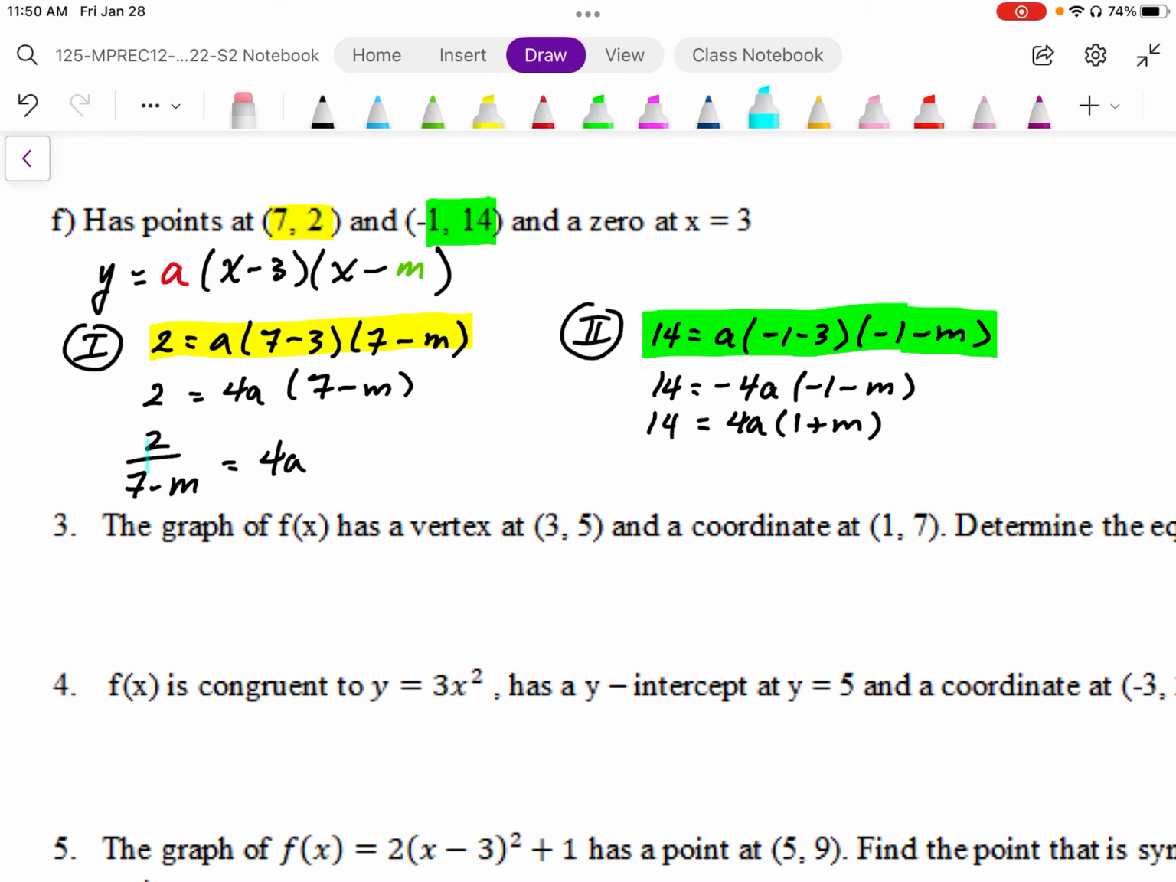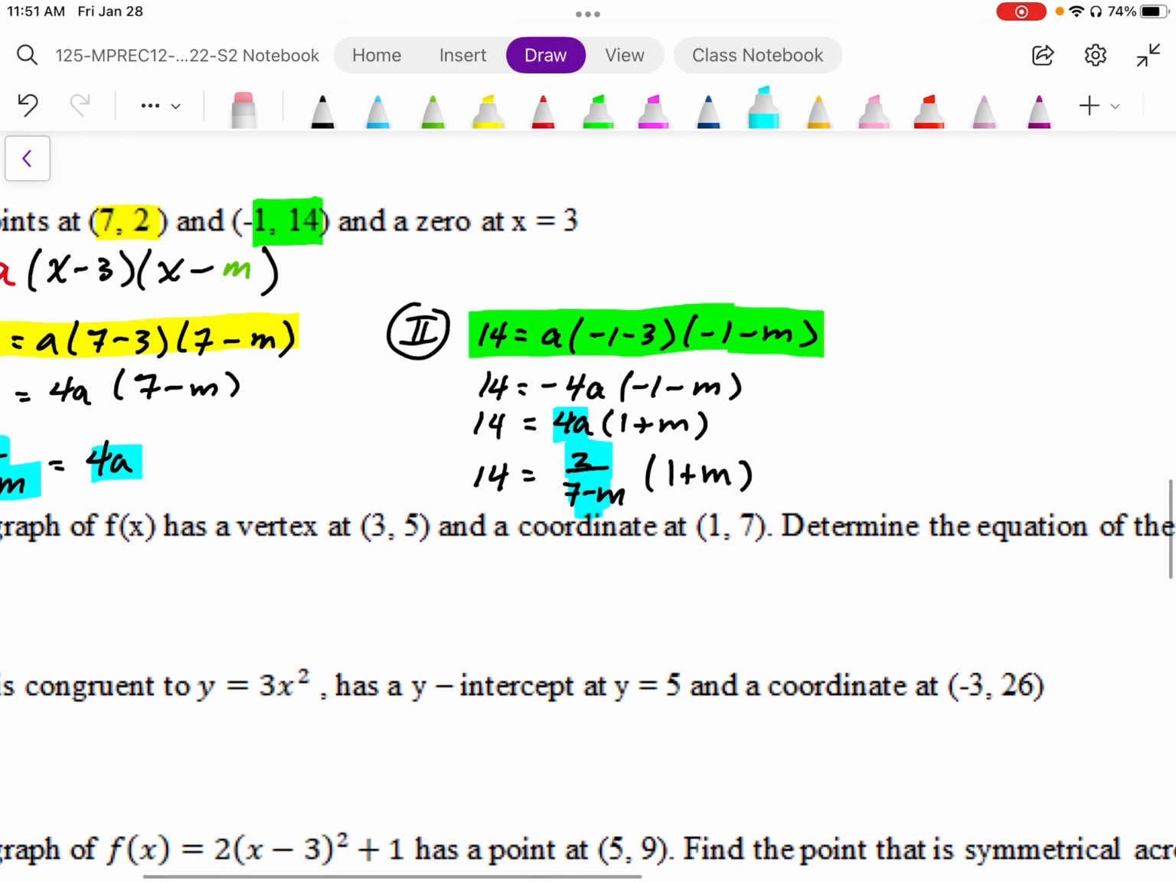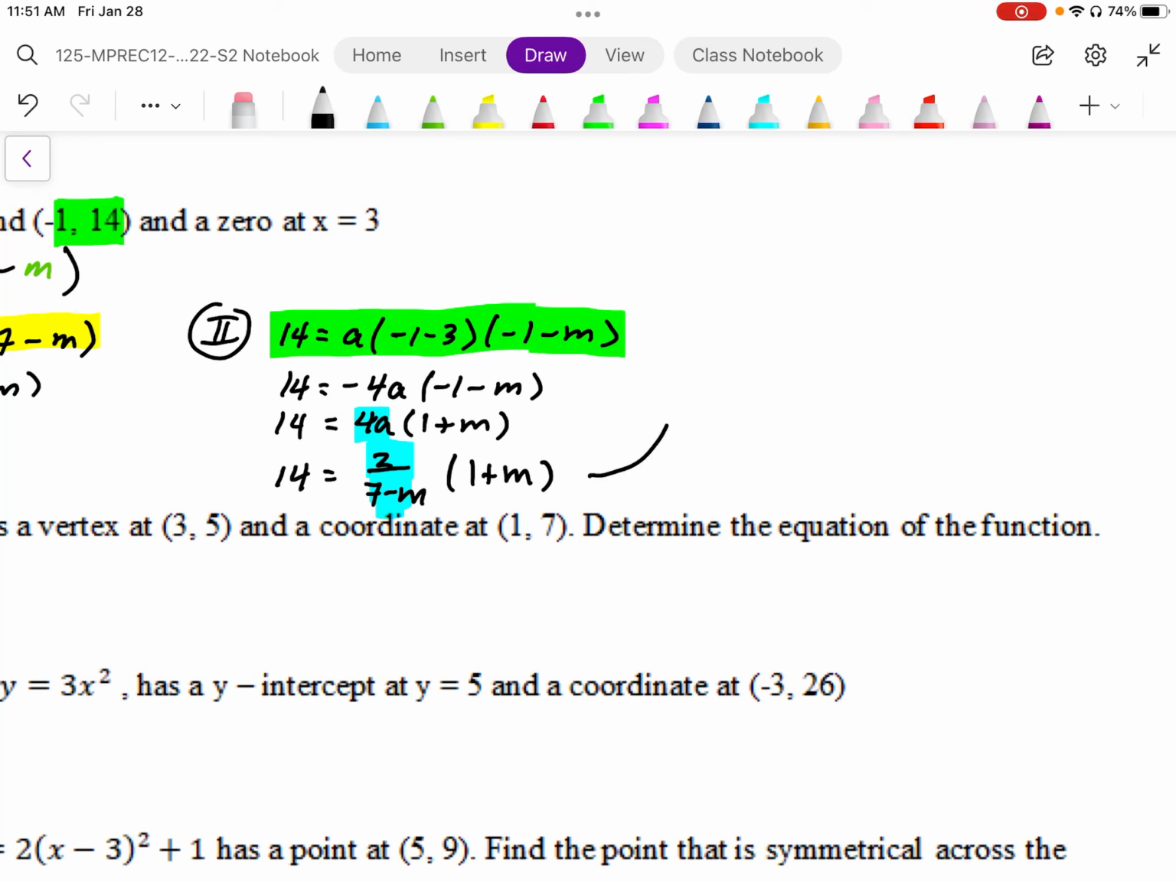And then at this point, I'm going to do a substitution. I'm going to substitute for that 4a. So I end up with 14 is equal to 2 over (7 minus m) times (1 plus m). So there's my substitution. I now have an equation which I can solve algebraically. So I'm going to cross multiply this. So I get 14 times (7 minus m) is equal to 2 times (1 plus m). Expanding this out, 14 times 7, I get 98 minus 14m equals 2 plus 2m.